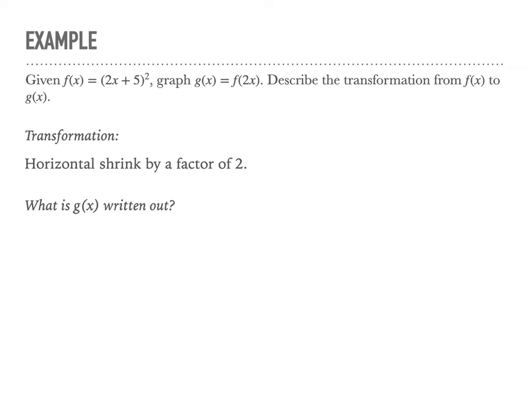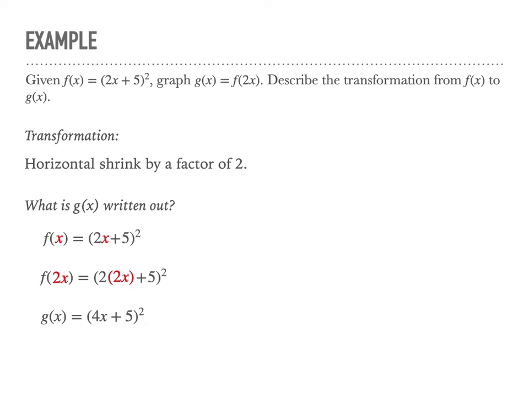Well, how is g of x written out? Well, let's first take a look at the transformation, which is a horizontal transformation, which means that the input is being changed. So we'll change x with 2x. So now we have f of 2x equals (2 times 2x plus 5) squared, which is denoted in the red color. Now we have our final g of x, which is equivalent to (4x plus 5) squared.